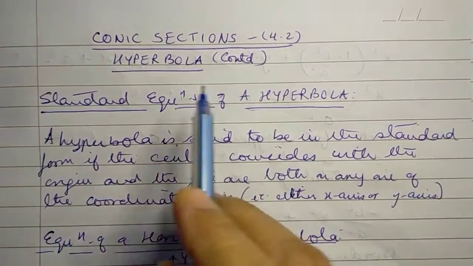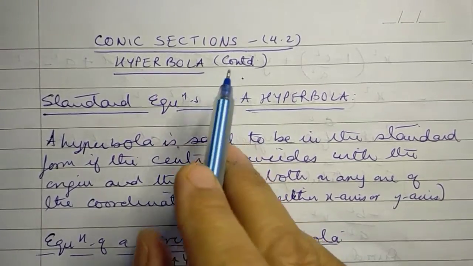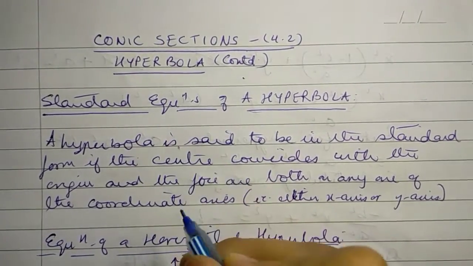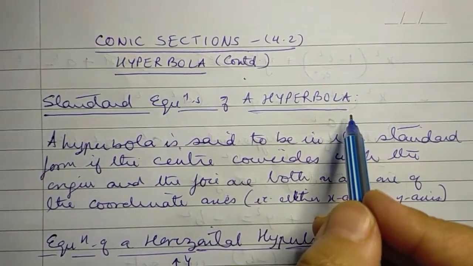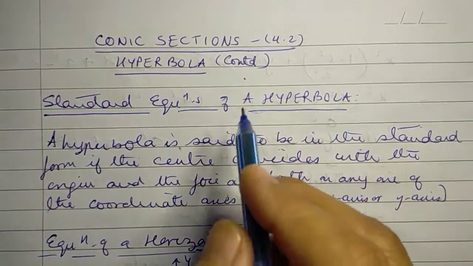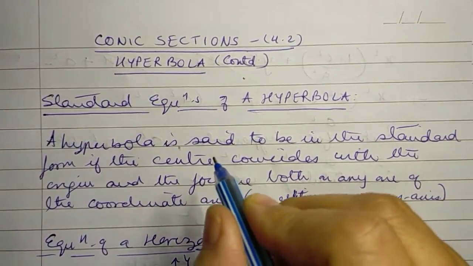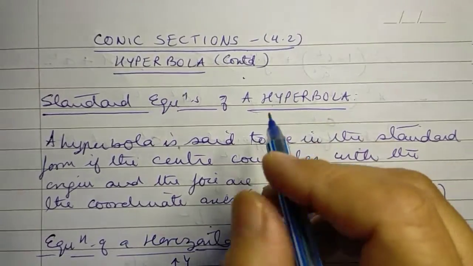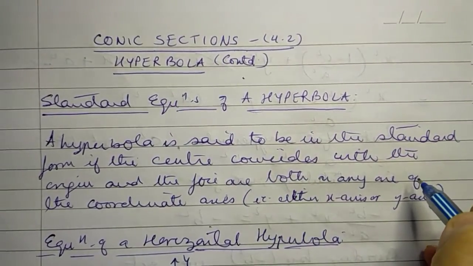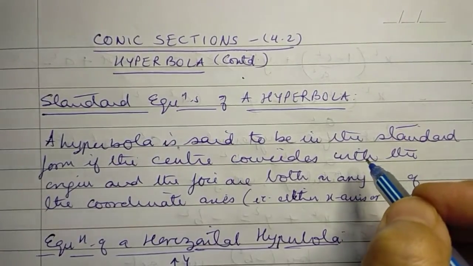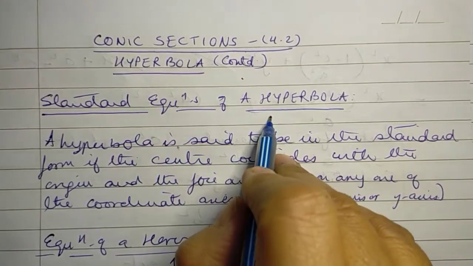Hello students, let us continue with our discussion on hyperbola. In the previous video, I had introduced you to a standard form of the hyperbola. And we know that a hyperbola is said to be in the standard form if its center coincides with the origin and the two foci lie along any of the two coordinate axes, the x-axis or the y-axis, and accordingly we have two standard forms.